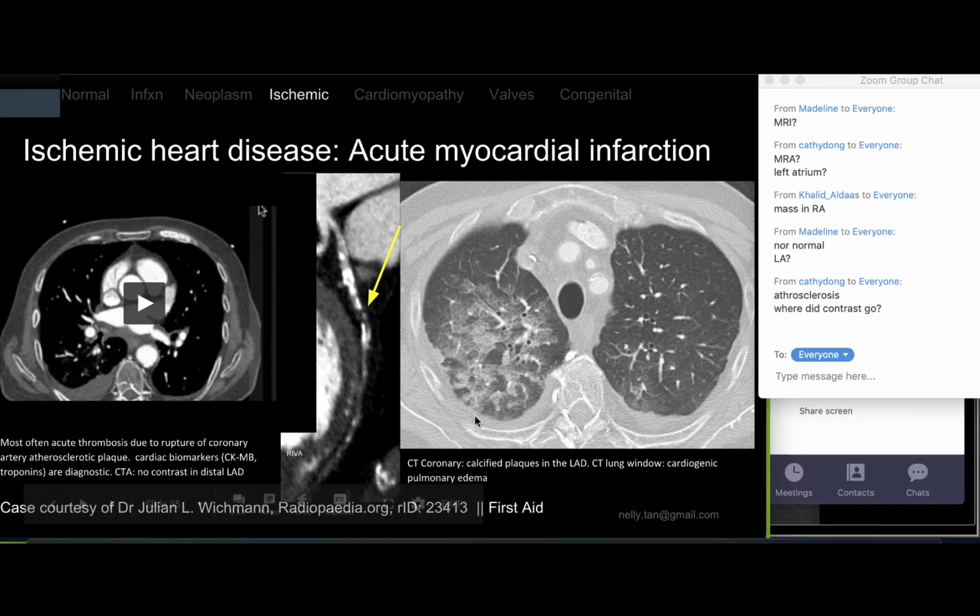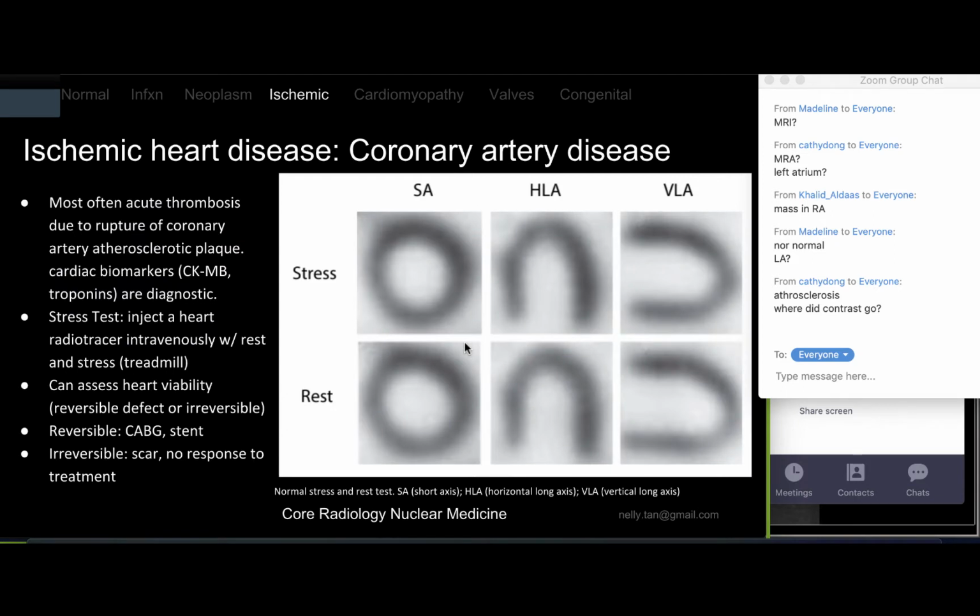Here we have a patient who had an MI and then has asymmetric right pulmonary edema, again from the mitral regurgitation that then goes to the right pulmonary vein. What is this study?